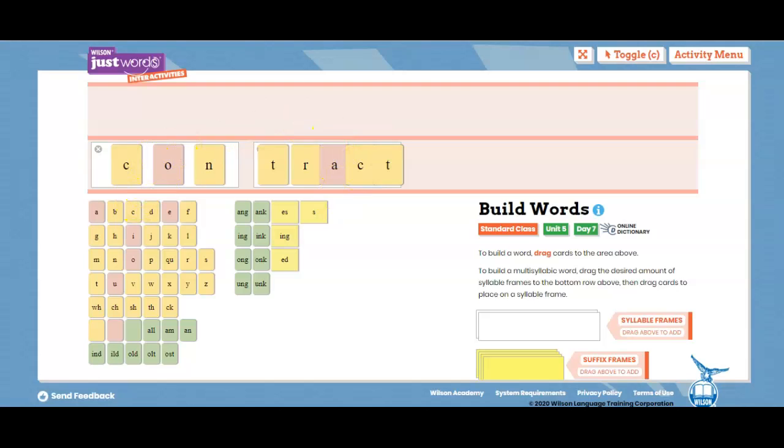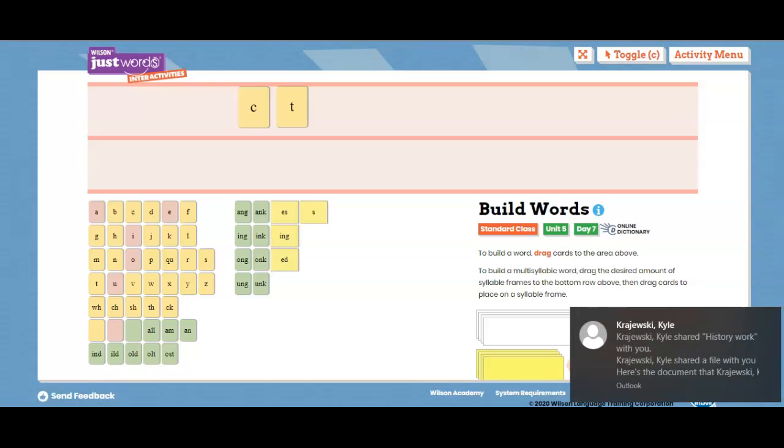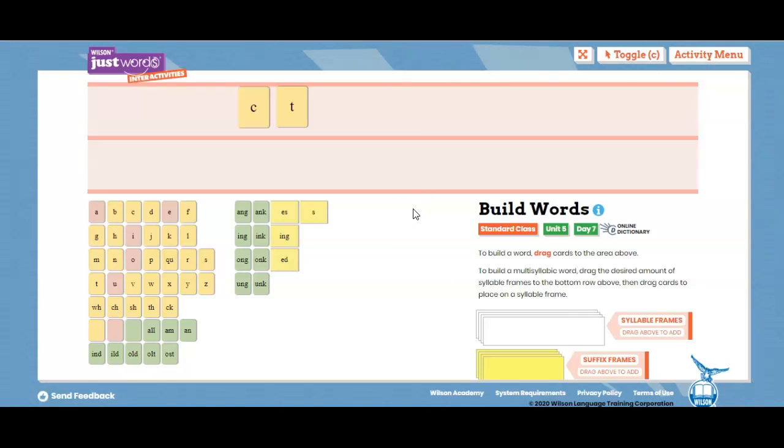Contract. Very good. Okay, I'm going to dictate a couple more words that I'd like you to write out. You're going to submit to me. Say object. Tap out the syllables in object. What's the first syllable in object? What's the second syllable in object? Very good. So you should have object. Very good. So object, that's the first word.